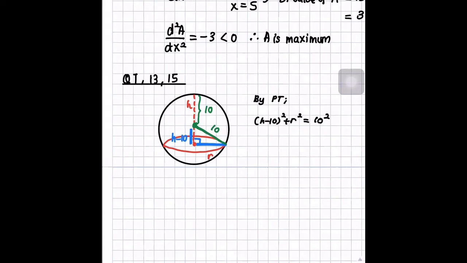Now you go back to the question. What do they want? r in terms of h. So you make r the subject.